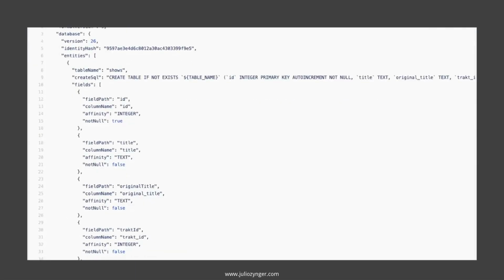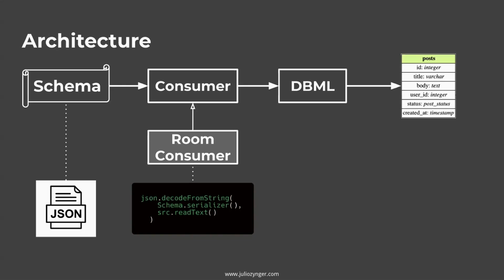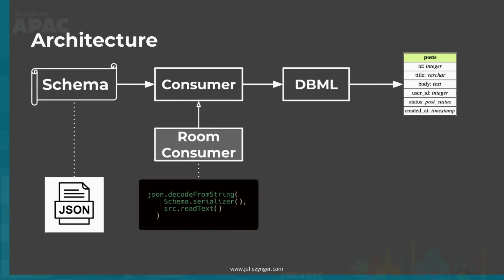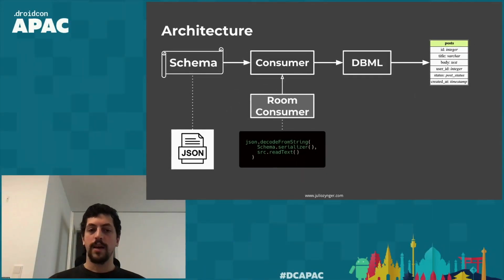Anyways, we take this JSON file and we wrote a consumer for it, basically an implementation for that interface that deserializes that JSON file into a DBML representation, right? This is just one example of a consumer we could write, basically parsing the JSON file.